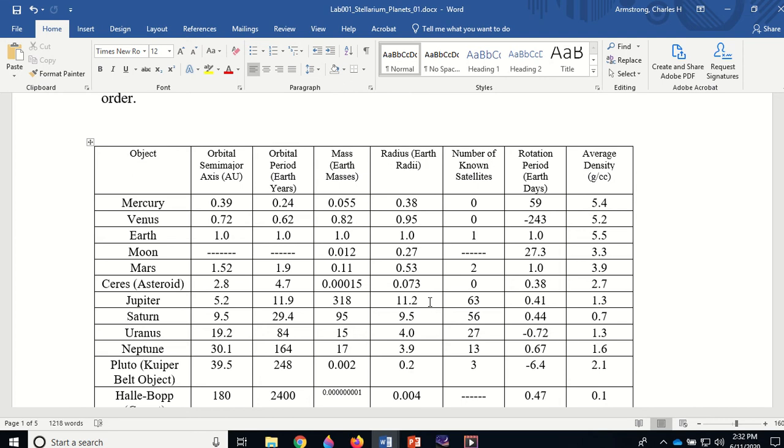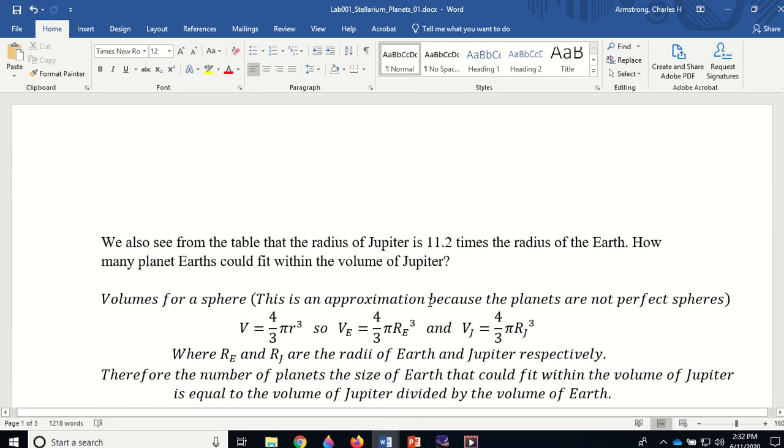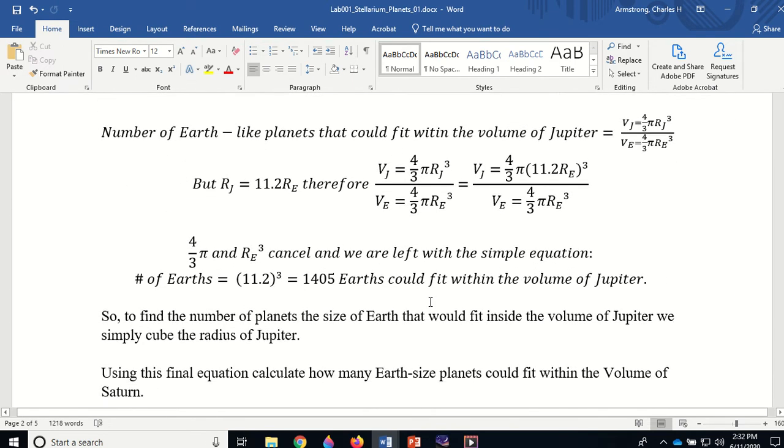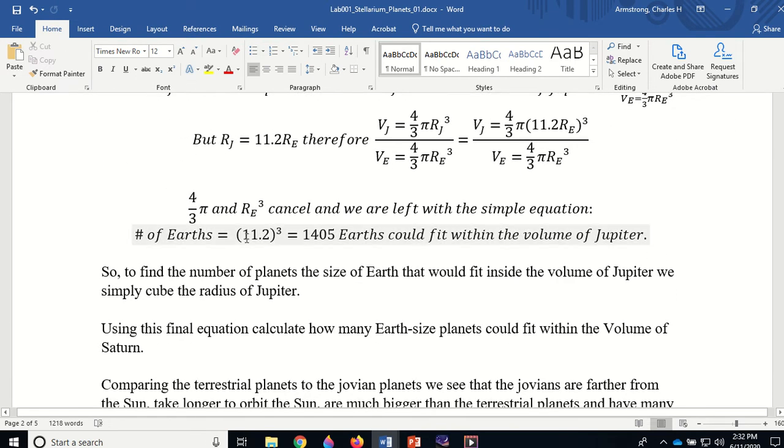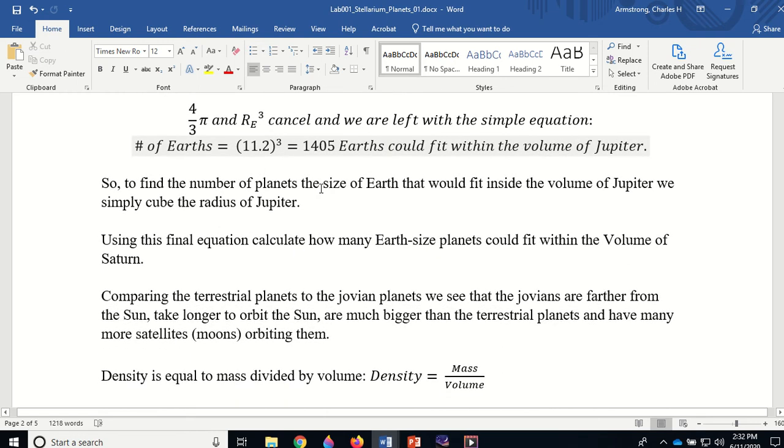But then again, that's just a diameter. That's not the whole volume. So how many Earths could we fit inside of Jupiter? You're simply cubing this. So you got 11.2 to the third power. You get 1,405 Earths could fit within the volume of Jupiter. So we just took the radius of Jupiter, cubed it, and that gave us how many of our planet could fit within the volume of Jupiter. So to find the number of planets the size of Earth that would fit inside the volume of Jupiter, we simply cube the radius of Jupiter. Using this final equation, just use this one right here.